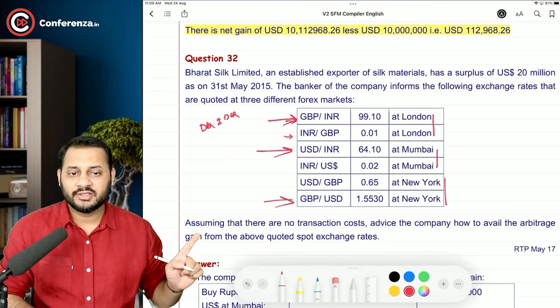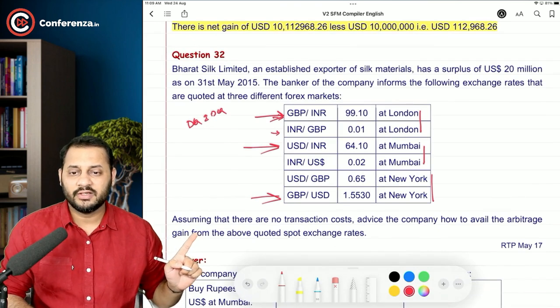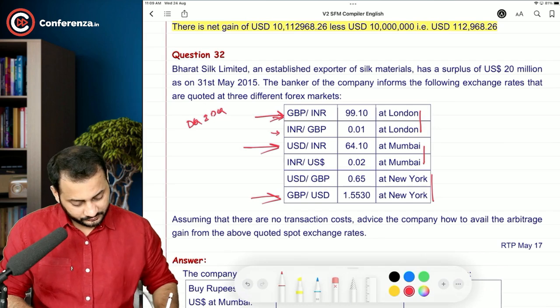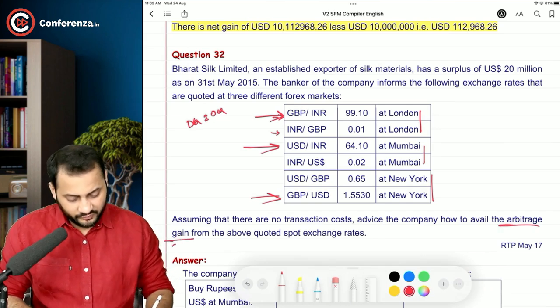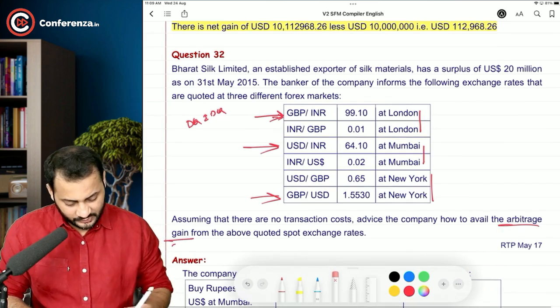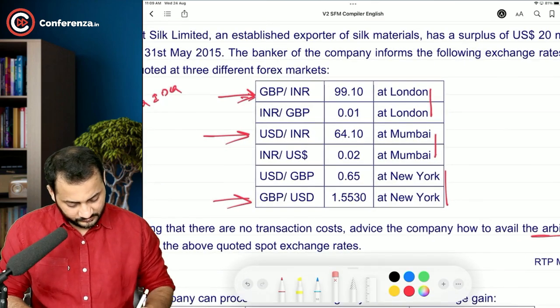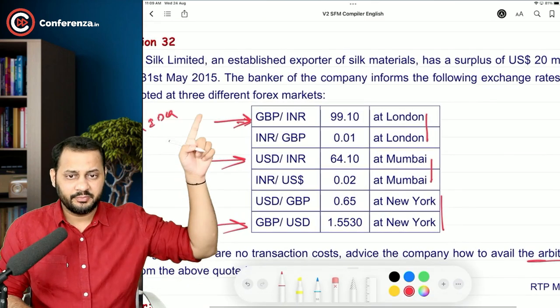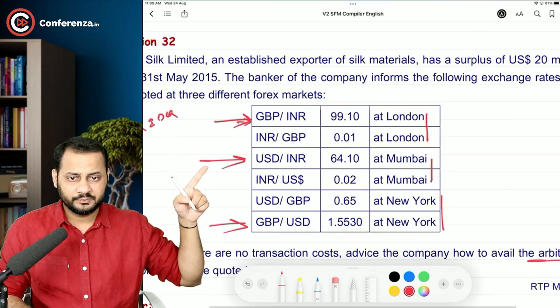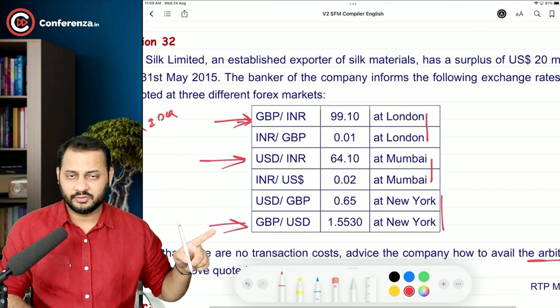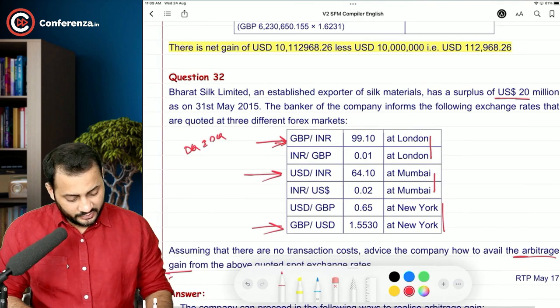Assuming that there are no transaction costs, advise the company how to avail the arbitrage gain from the above quoted spot exchange rate. Arbitrage gain. You have to take one quote from each market. So I have taken this quote, GBP INR, then USD INR, and then GBP USD. Okay. I have dollars with me.